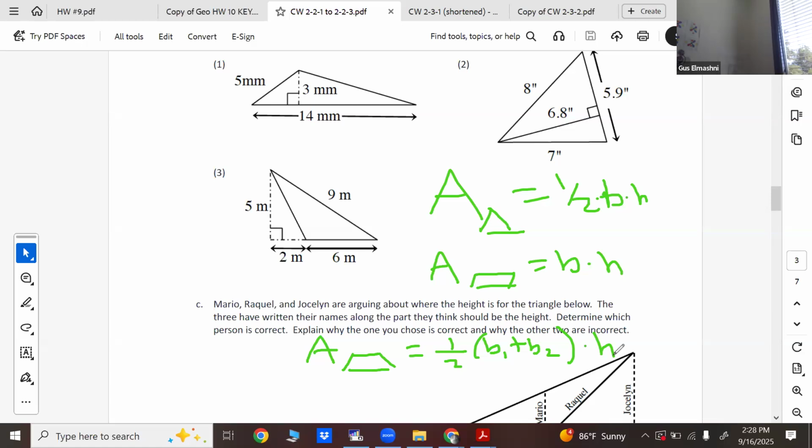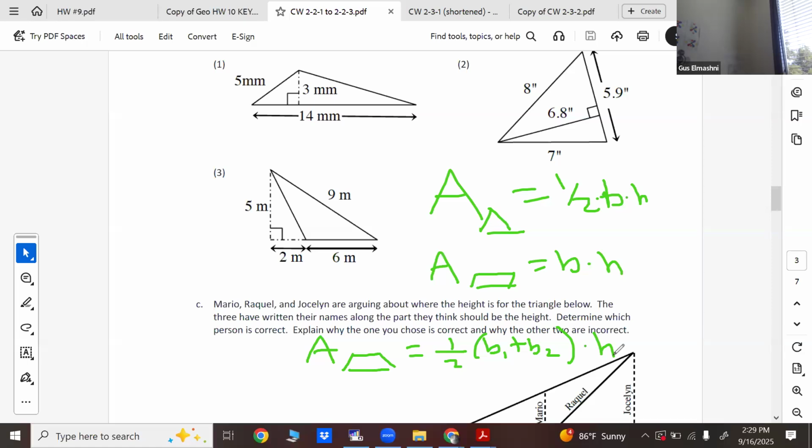Jocelyn? No, I know, but just the side. How do you explain that? Oh, sorry, to find the right height, I just said the side of the whole triangle, and I said Mario's is wrong because it's not even at any height. She's just pointing out the side angle. Mario's right? Jocelyn's right. Thank you, Peter. Thank you for sharing that.